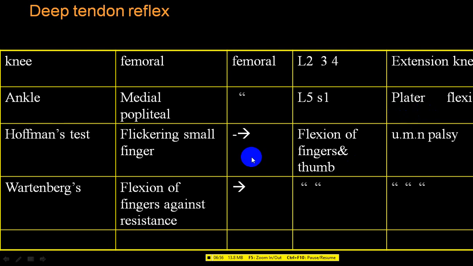There are two tests which sometimes we do, particularly in case of upper motor neuron palsy. That is Hoffman test. While you flicker the small finger or you flicker the distal part of the phalanx, response is flexion of the finger and thumb. This is called Hoffman test. While Wartenberg test is flexion of the finger against the resistance. You get flexion of finger and thumb, and this is elicited in upper motor neuron palsy.